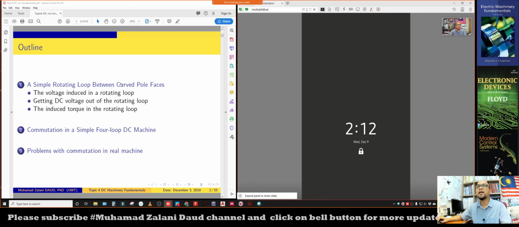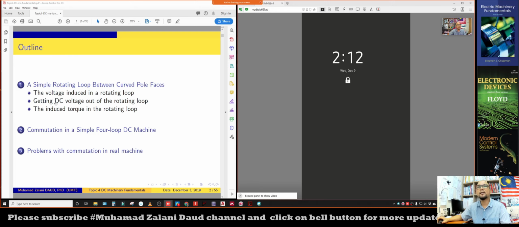So what does it mean by curved pole faces? We will have a look later. Then from this simple construction of the machine, we are going to discuss the induced voltage as usual. Okay, we are going to discuss the voltage induced in a rotating loop. So we have curved pole faces and then a rotating loop, which has the segments AB, BC, CD and DA, and we will derive how to get the induced voltage across the terminal of the rotating loop.